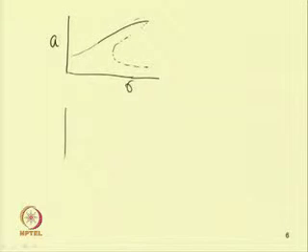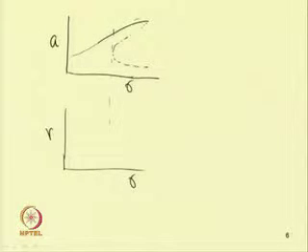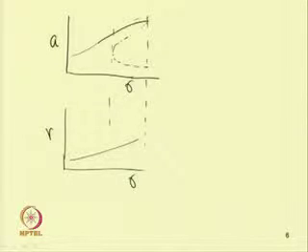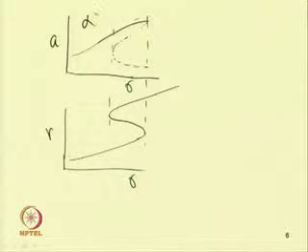One can also plot the phase of the system, that is gamma. So, gamma versus sigma also one can plot. In this way one can plot A versus sigma or gamma versus sigma. So, this is for alpha greater than 0.